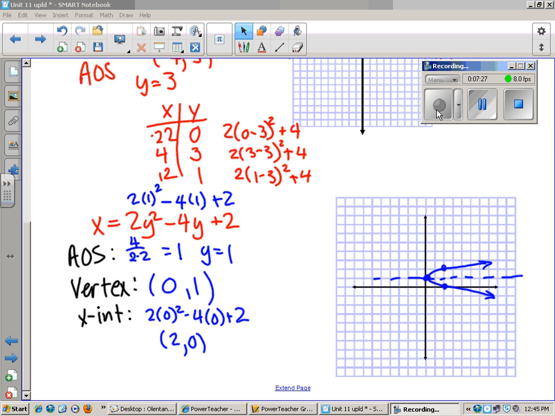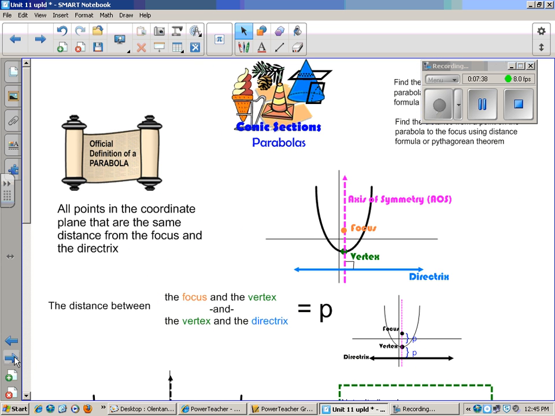Okay? So are we okay? With left and right, it's really no different. It's just you're dealing with y's instead of x's. Okay? So now let's talk about the focus and directrix.